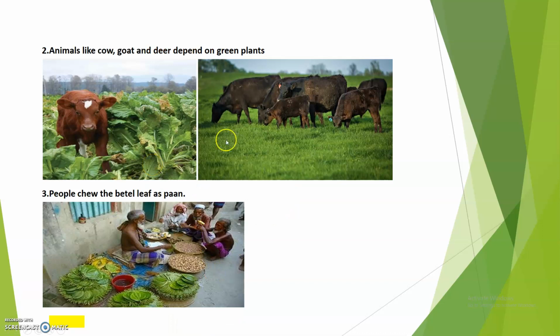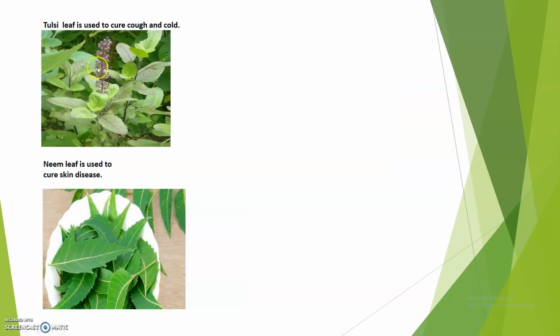Of course there are very many herbivore animals in our surroundings, like cow, goat, buffalo. They eat green plants in order to survive. Then people chew the betel leaf as paan. You must have seen the paan shop, it is everywhere, and they have betel leaf. It's almost triangular in shape. Tulsi leaf is used to cure cough and cold. Neem leaf is used to cure skin diseases.